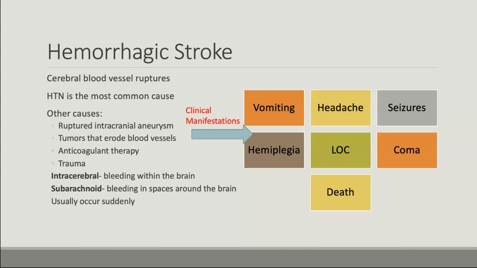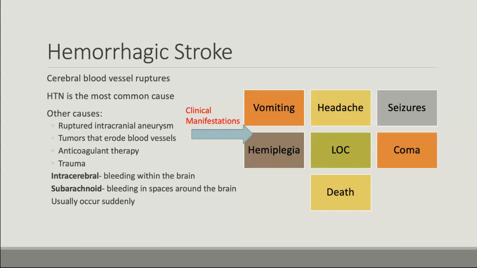You can have an intracerebral hemorrhage, which is bleeding within the brain, and the subarachnoid is bleeding in spaces around the brain that usually occurs suddenly. So I believe it was a subarachnoid hemorrhage that football player from Geneseo had quite recently.